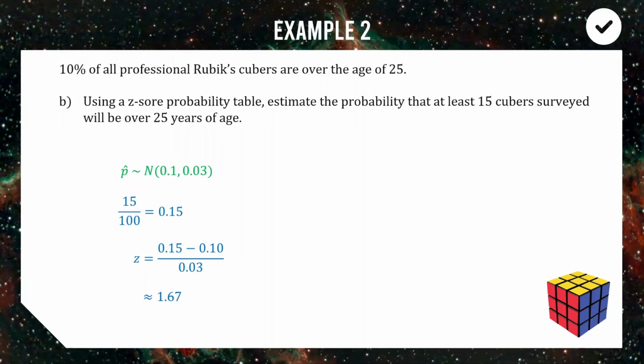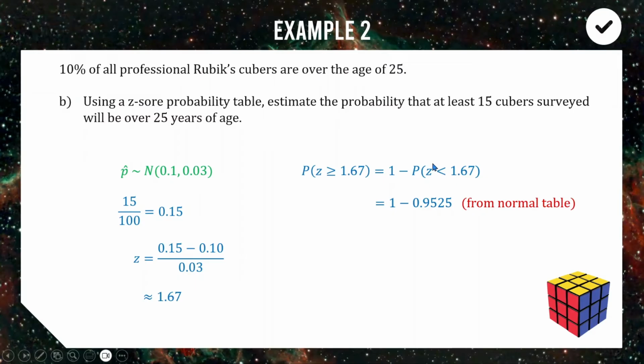In the HSC, it'll be at the back of the exam. If you're working on this right now, you might have one right next to you. Look up the z-score of 1.67. Because we want greater than, at least 15 cubers, we look up 1.67 and do 1 minus that value, because the table gives you the area up to that point. We want the area beyond that point.